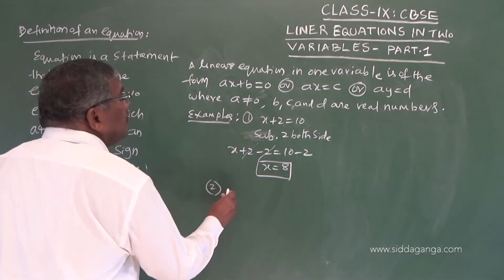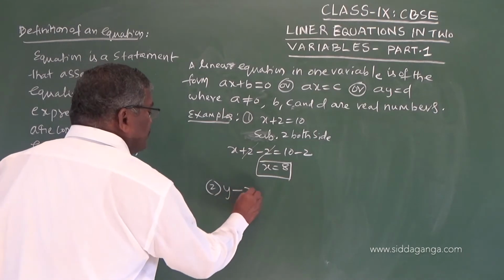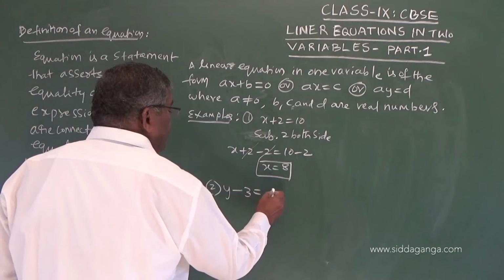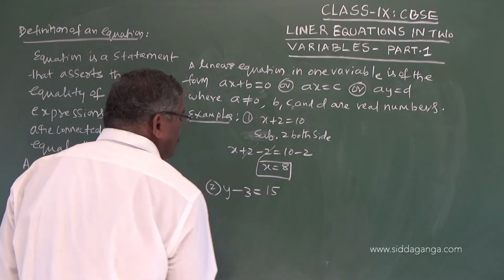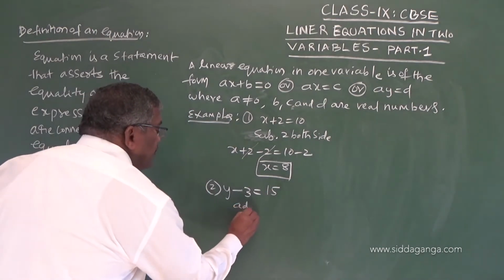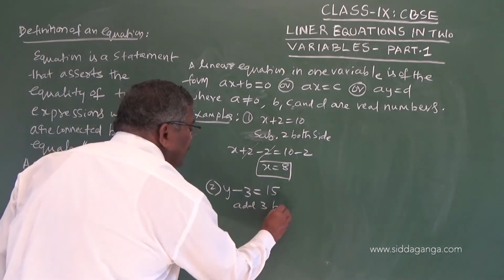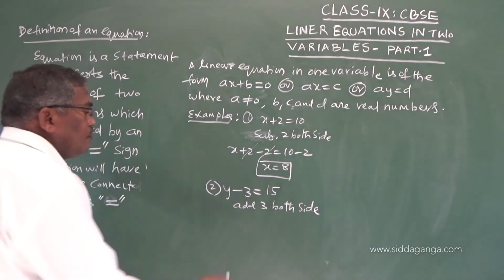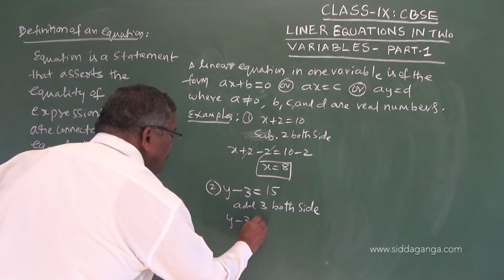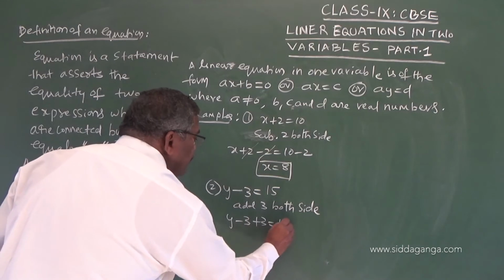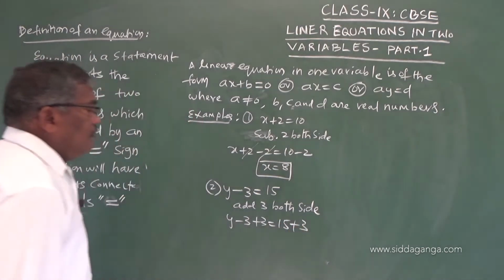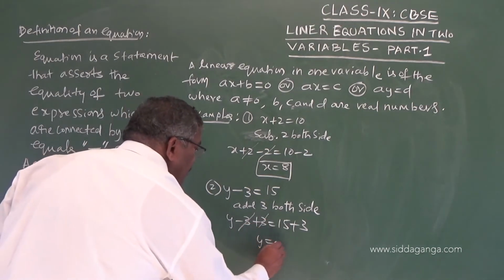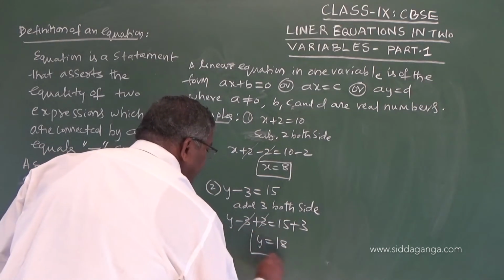Second example, y minus 3 equals, let us say, 15. So add 3 both sides. y minus 3 plus 3 equals 15 plus 3. So 3 and 3 cancel here. y is equal to 18.